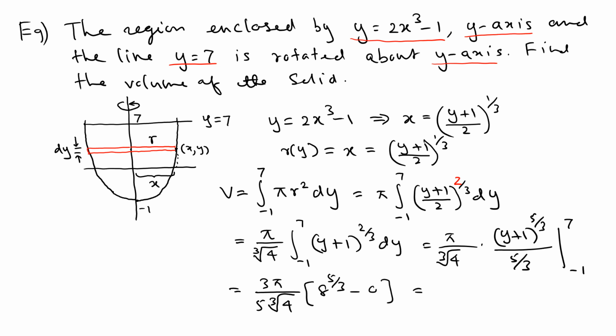And then you can see 8 to the 5/3, you can simplify. When you do this kind of problem, you take the cube root first. The cube root of 8 means 2, and then raise to the 5th power. That means you get 32. So 32 times 3 means 96. So it is 96π over 5 times the cube root of 4. That's the final answer. Unit cubed, because this is a volume problem.